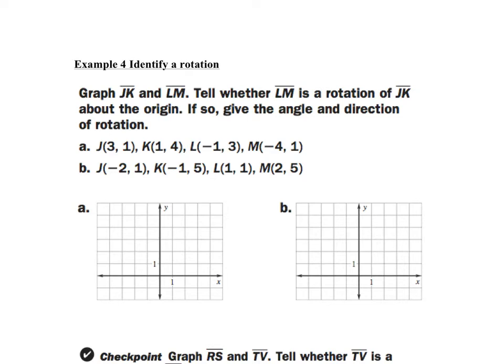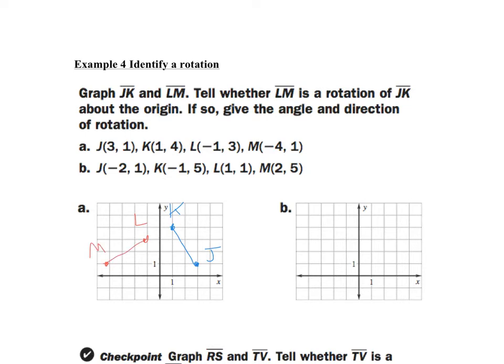So let's graph JK and LM and tell whether LM is a rotation of JK. So in the first one, JK is J (3, 1) and K (1, 4)... and LM is L (-1, 3) and M (-4, 1).